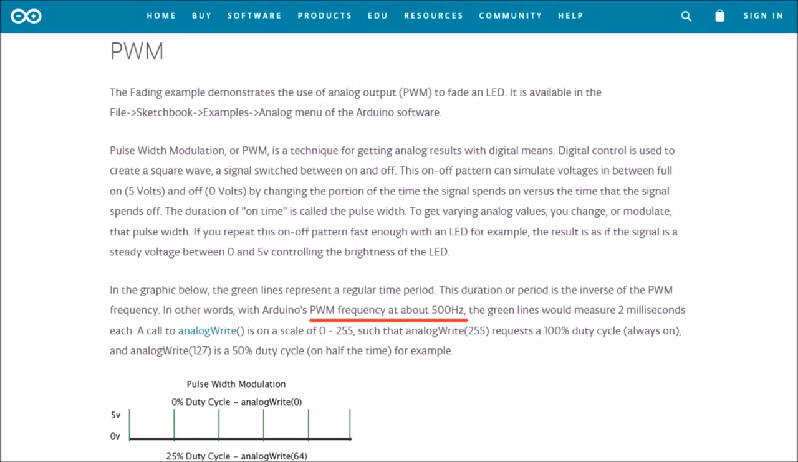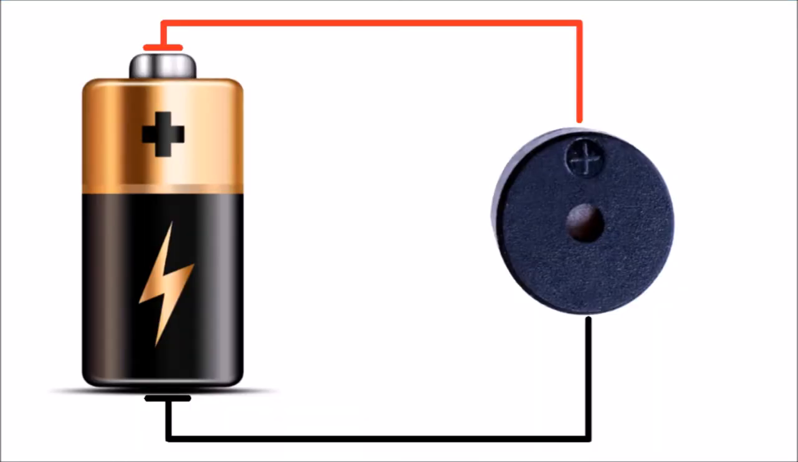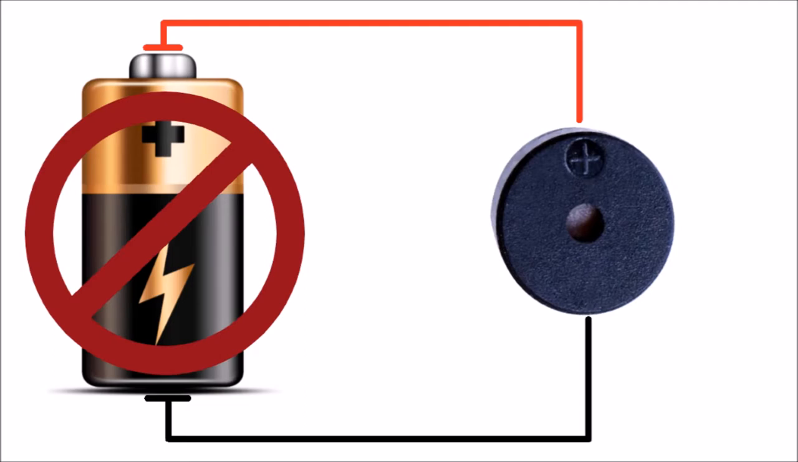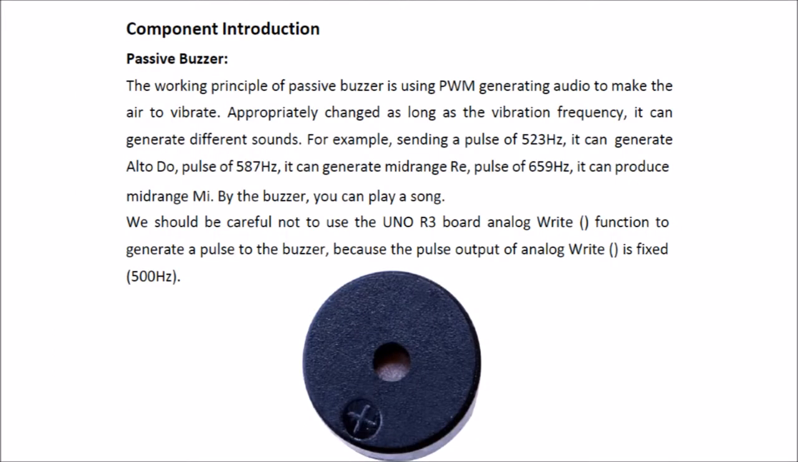Be sure not to connect the passive buzzer to any of the analog pins using the analog write function, because the analog write function is fixed at 500 Hz. And don't connect the passive buzzer to DC, or we may damage the component. The tutorial goes into more detail about the piezoelectric buzzers, so I encourage you to check it out.